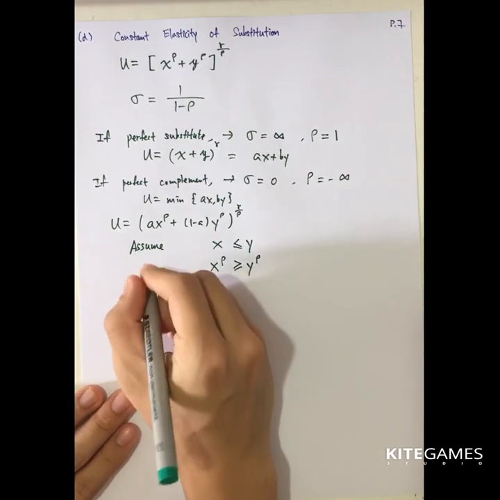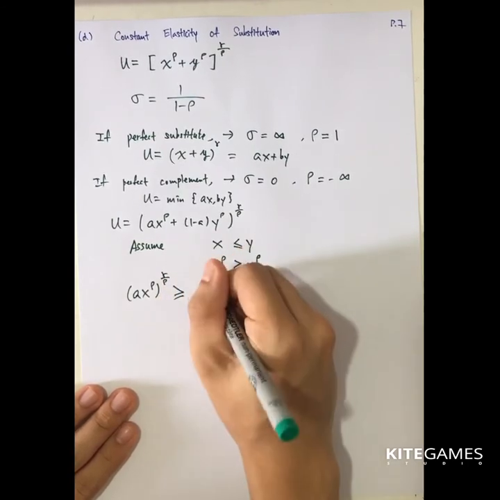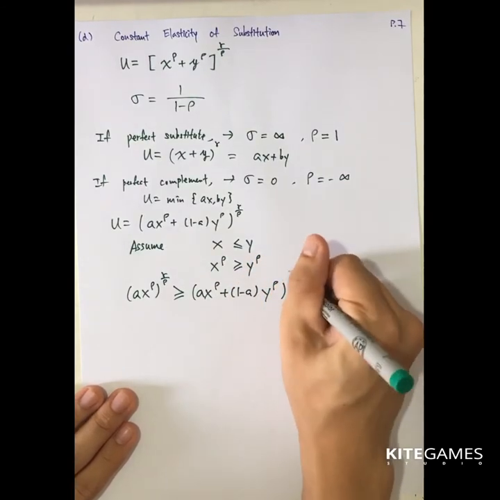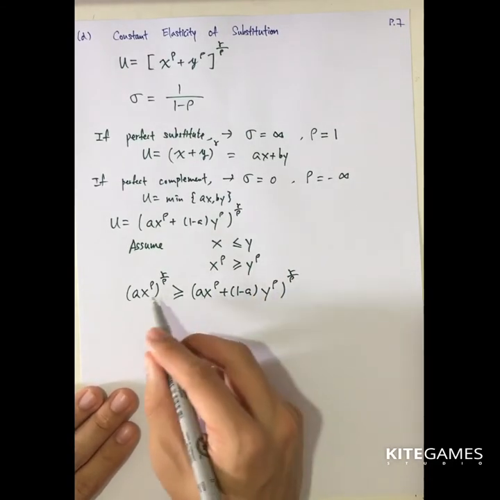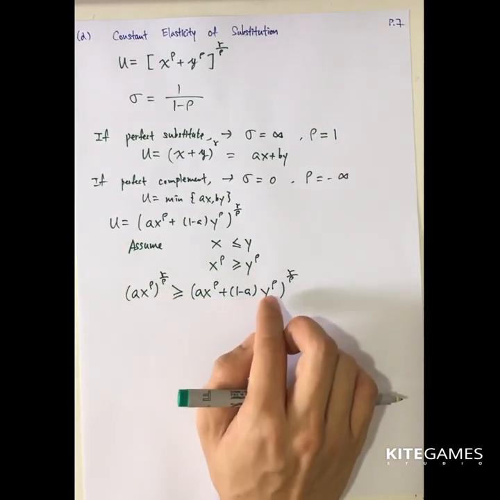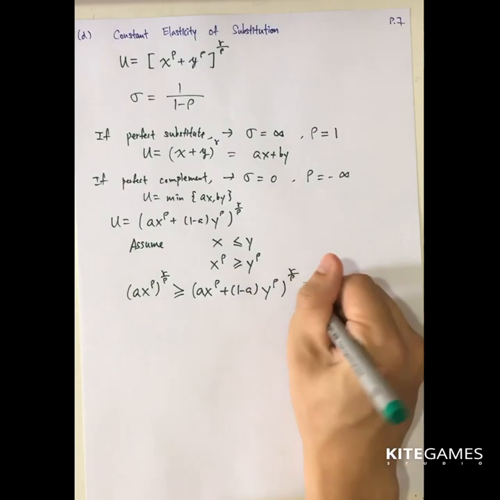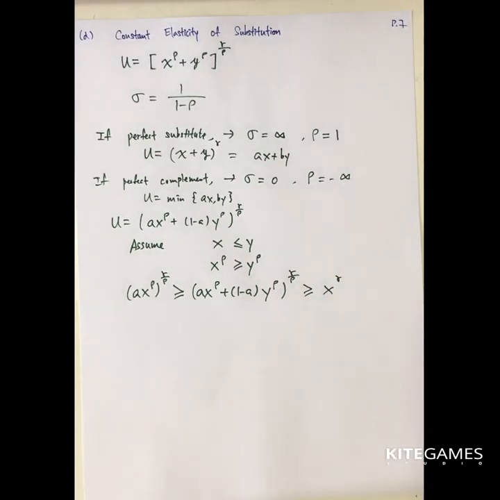x to the power of ρ, raised to the power of γ divided by ρ, is bigger than (ax^ρ + (1−a)y^ρ) raised to the power of γ divided by ρ. This is our utility function. And this is smaller than, I just took out one expression, because raised to the negative power it will become smaller. Then it is bigger than x to the power γ. I don't raise the power ρ, then I can skip the negative portion.